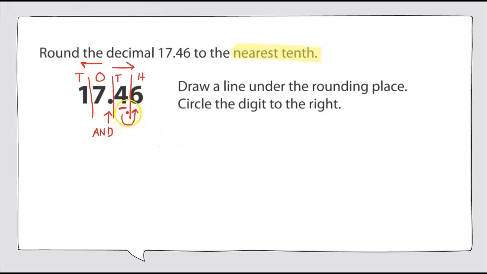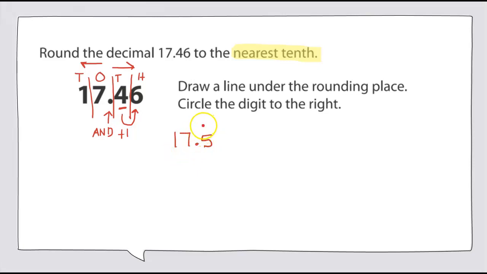So here we have 17 and 46 hundredths. 4 is in the tenths place, so this is 4 tenths. And this 6 is going to tell us what we need to do to that 4. So I want you to think about it. Is the 6 4 and below or 5 and above? You're right, it's 5 and above, so we got to give it a shove. So this 4 is going to increase by 1. So when we round to the nearest tenth, we're going to get 17 and 5 tenths.